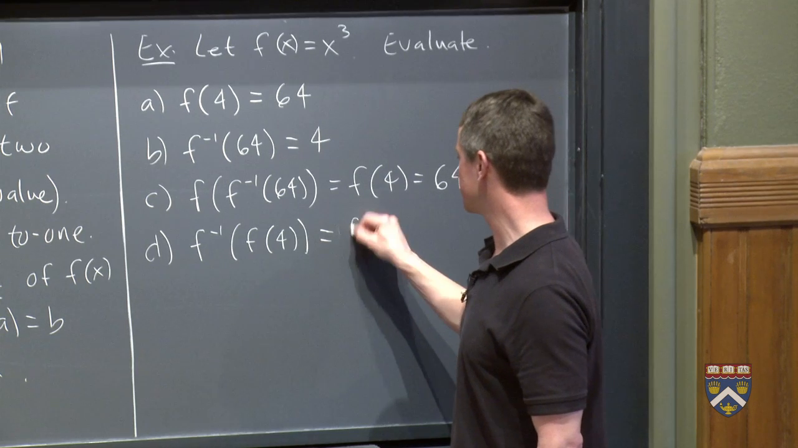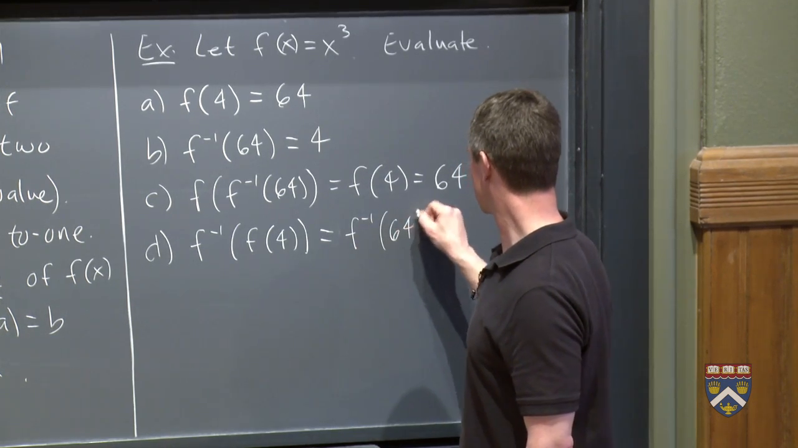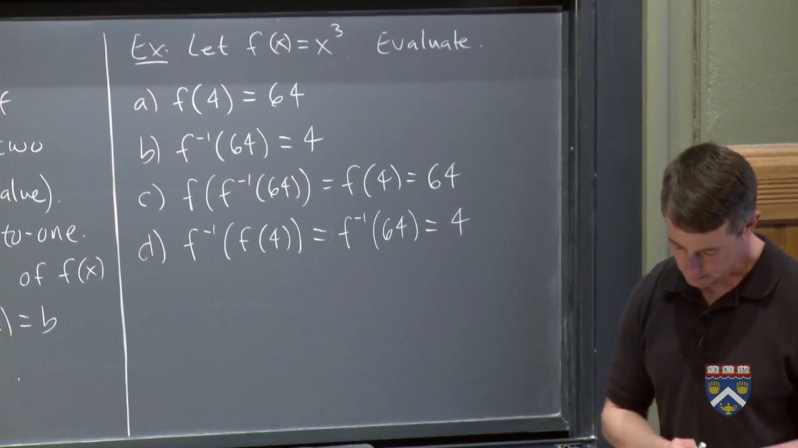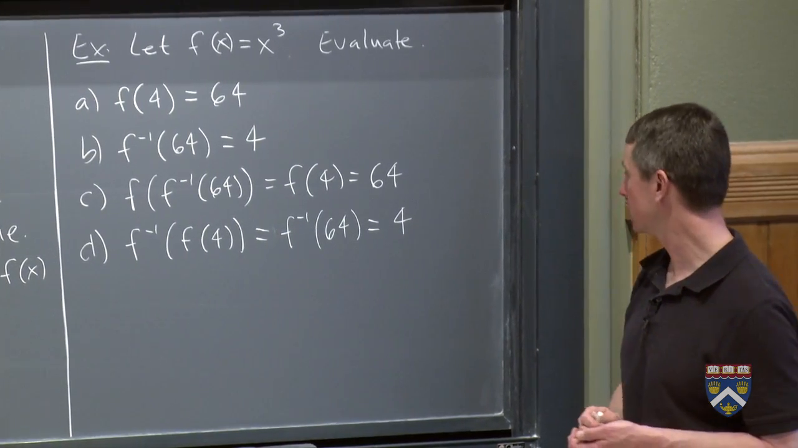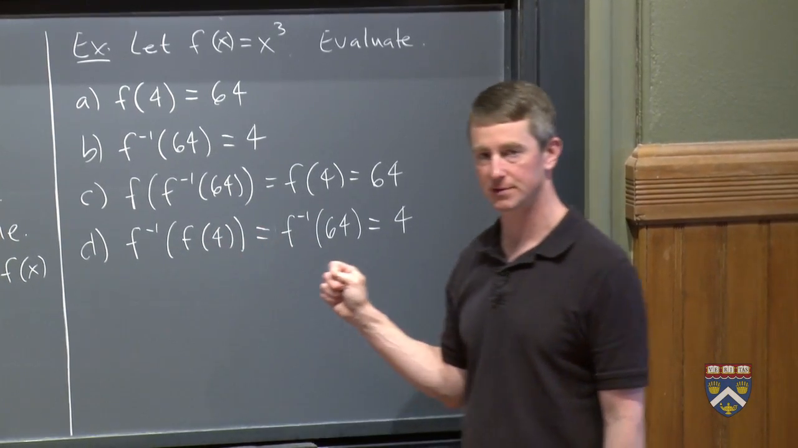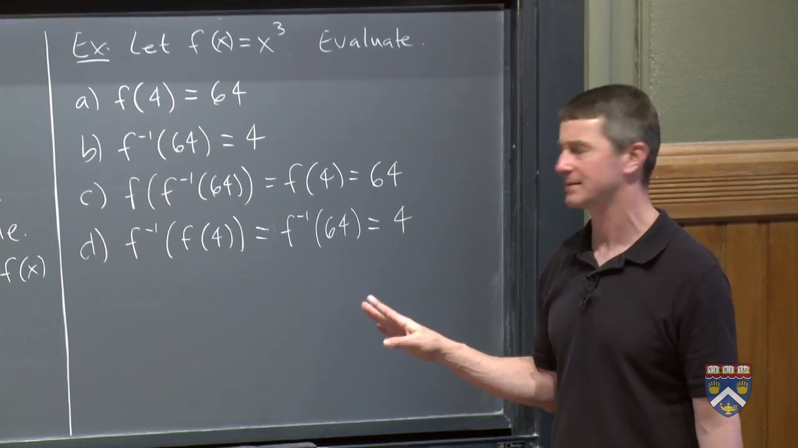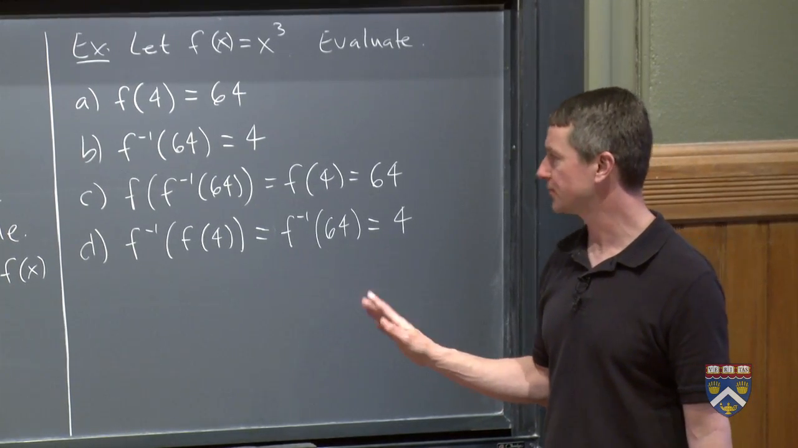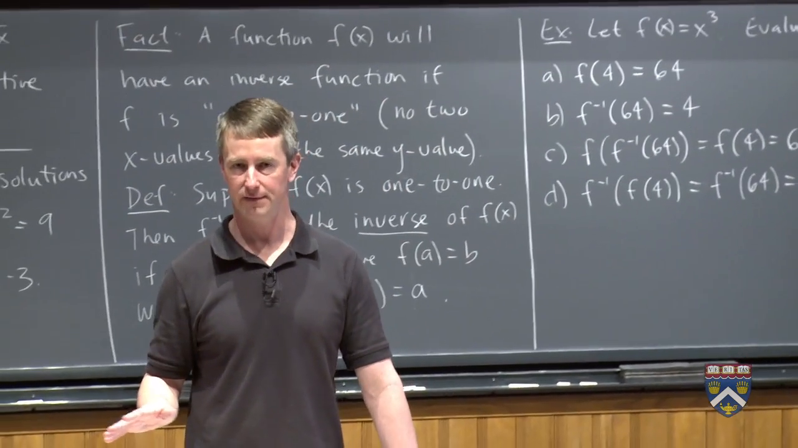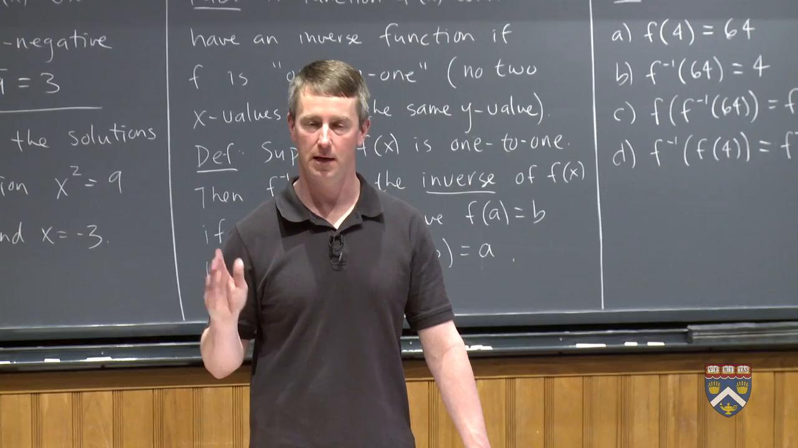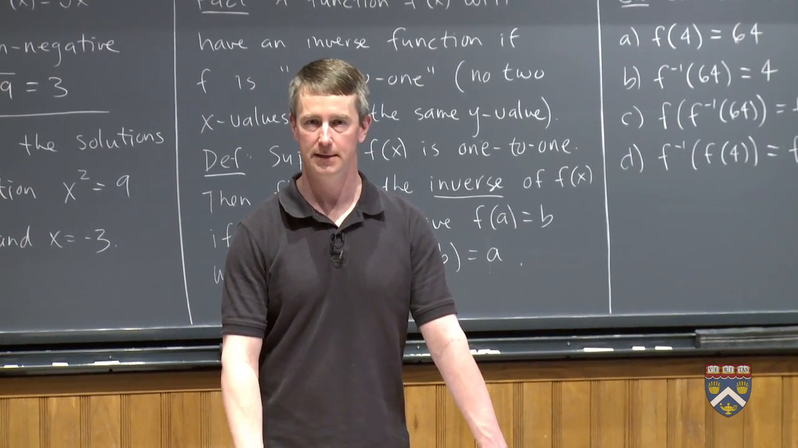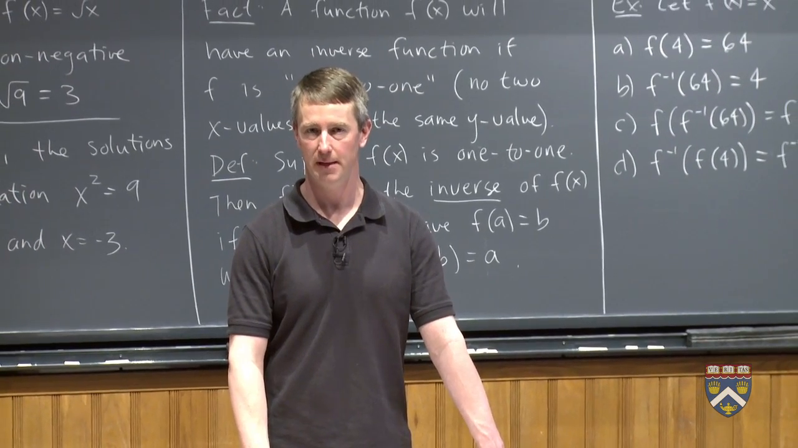f of 4 we know is 64. And f inverse of 64 we know is 4. So each function is undoing the work of the other one, whether we do f of f inverse or f inverse of f. We'll have to be a little bit careful when we write this out in general about domain and range. But for right now, what we'd like to do is think about how the graph of f inverse relates to the graph of f. And we have an applet for you to experiment with to try to come to a conclusion about that. So please explore with that, and then we will come back and talk more about inverses.